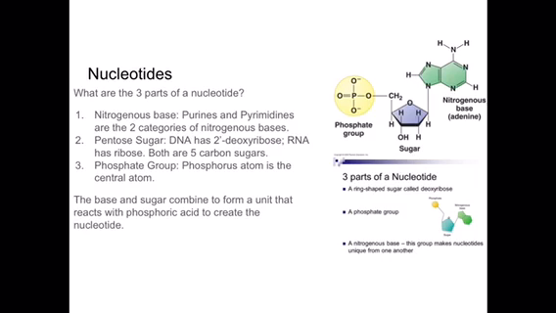Second, we have pentose sugars. DNA pentose sugar is 2-deoxyribose. RNA is ribose. Both are 5-carbon sugars. And third is the phosphate group. The phosphorus atom is the central atom of this group. The base and sugar combine to form a unit that reacts with phosphoric acid to create the nucleotide. And this is illustrated in our images.